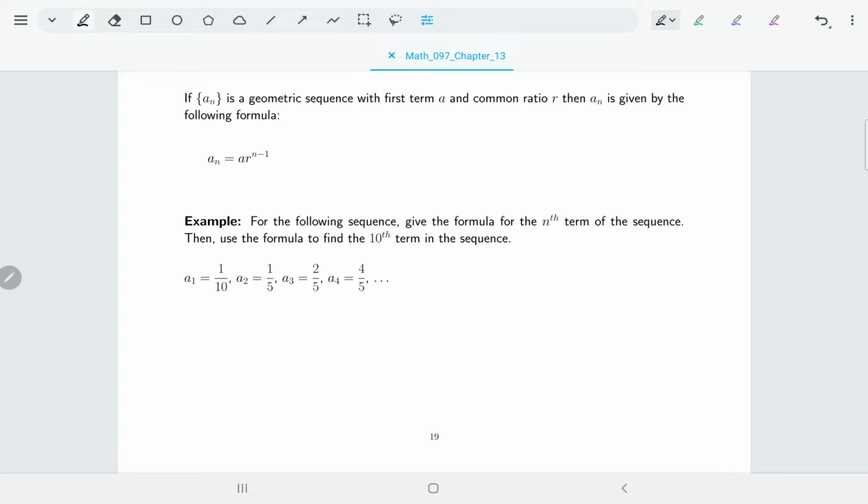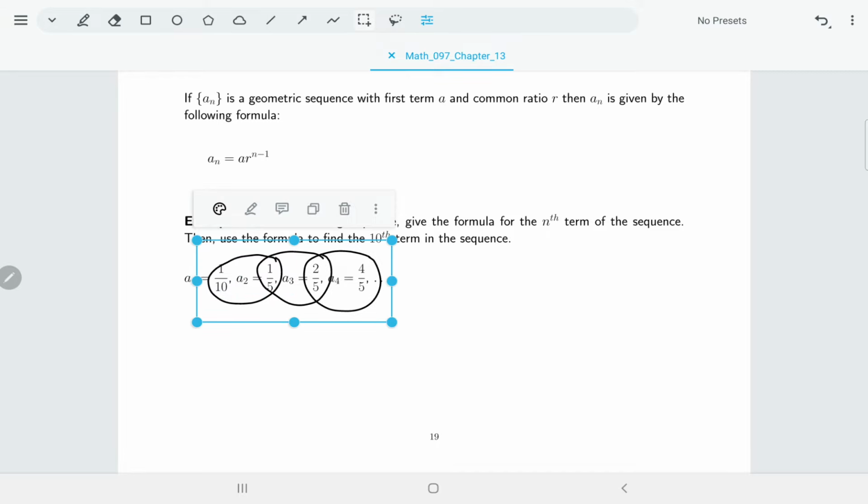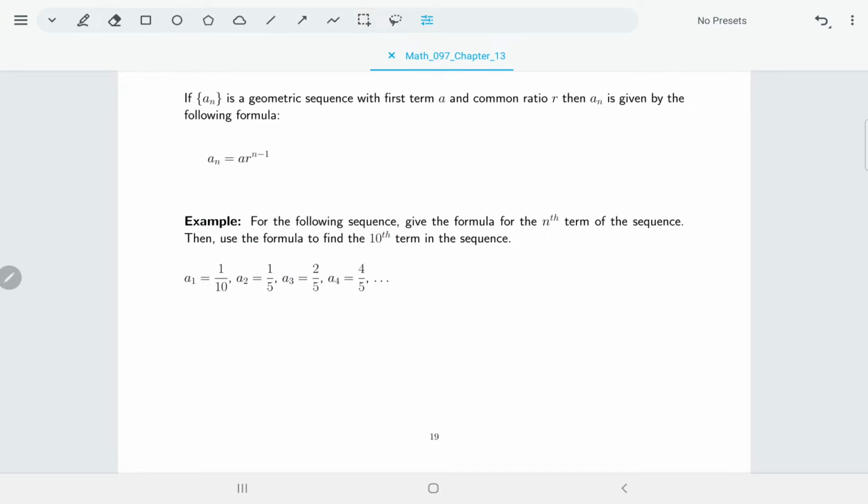So now you check to see if it's geometric. What about 1/5 divided by 1/10? What about 2/5 divided by 1/5? What about 4/5 divided by 2/5? We'll see that all of those are the same. They all have a common ratio of 2. We go up by multiplying by 2 each time.